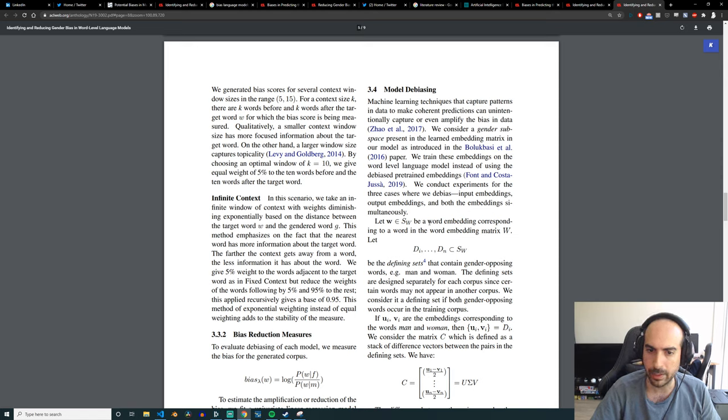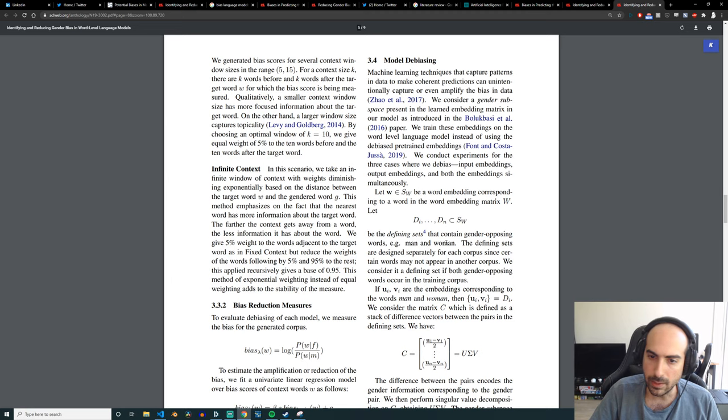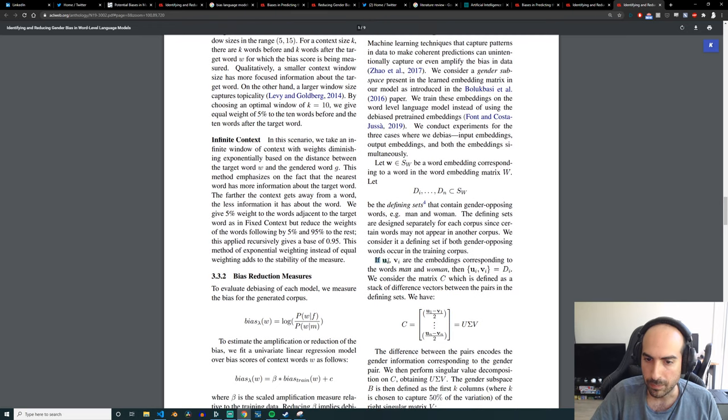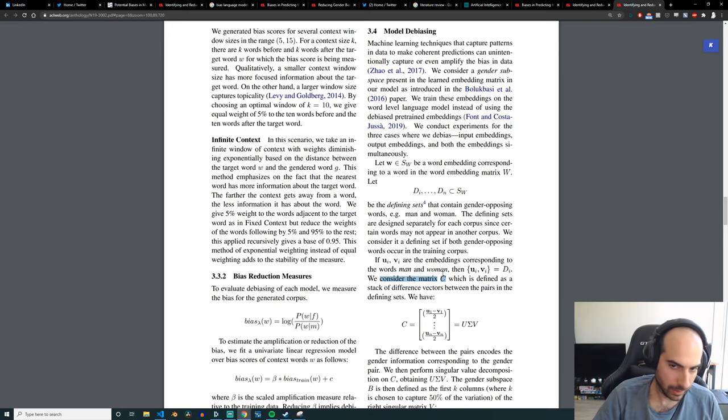Let w be a word embedding corresponding to a word in the word embedding matrix W. Then let D1 to Dn be the defining sets that contain gender-opposing words, such as man and woman. The defining sets are designed separately for each corpus, since certain words may not appear in another corpus. We consider a defining set if both gender-opposing words occur in the training corpus. If u_i and v_i are the embeddings corresponding to the words man and woman, then u_i, v_i is equal to D_i. Yeah, this terminology is a bit too complicated. All this is trying to say is to create pairs of gendered words as a way to debias the model.